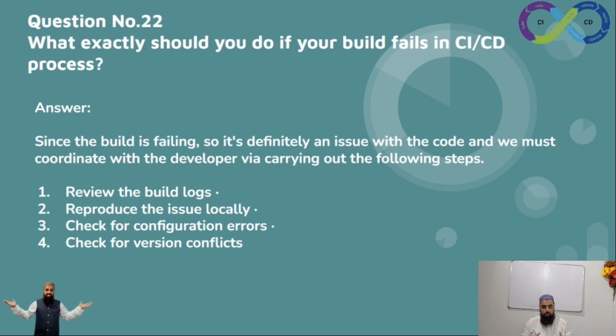We can review the build logs. We can reproduce the issue locally on our machines, on our local personal computers. We can check for configuration errors and also version conflicts. Sometimes it happens due to versions as well. So that's how we can fix the build failing errors, and it definitely involves the development team as well.